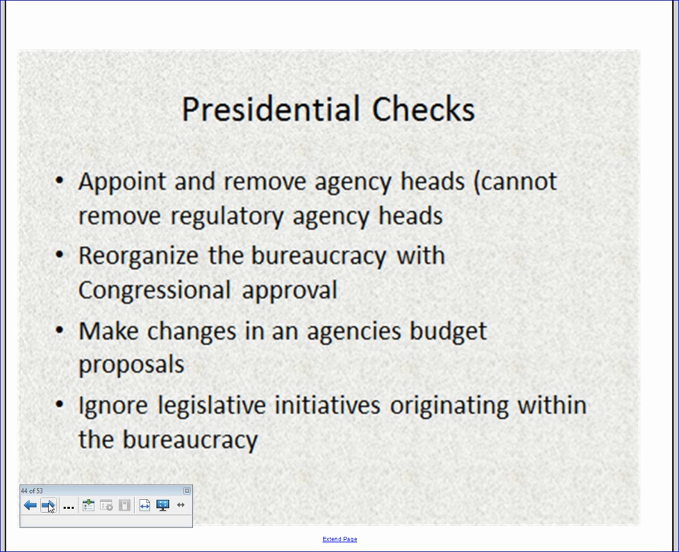All right, now how is the bureaucracy kept in check? Those were influences on the bureaucracy from external factors. Here's how they are checked within the system of government. The president can appoint and remove agency heads. He cannot remove regulatory agency heads because they have longer terms than the president. We'll get into these on Wednesday in class a little bit more.